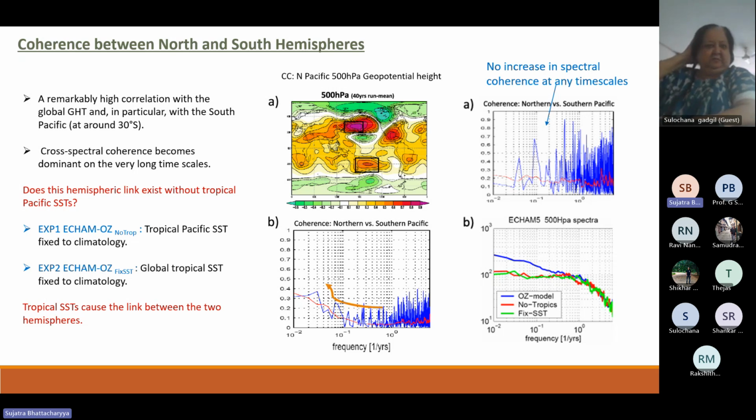However, for the fixed SST, the tropical Pacific fixed SST, we don't see any such increase in the power at the lower time scale. So that means that tropical SST are important and they act as a link between these two hemispheres. But why are tropical SST important? Because they have ENSO in the control system.